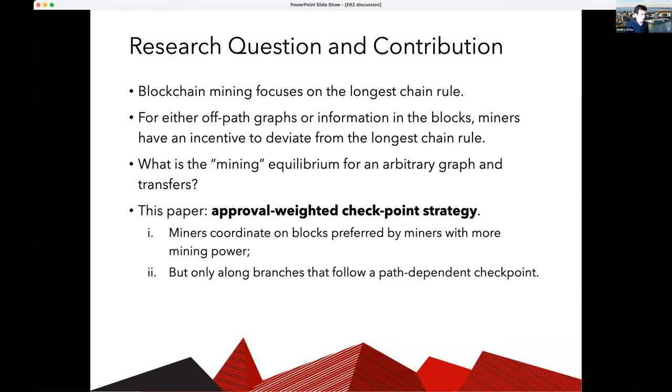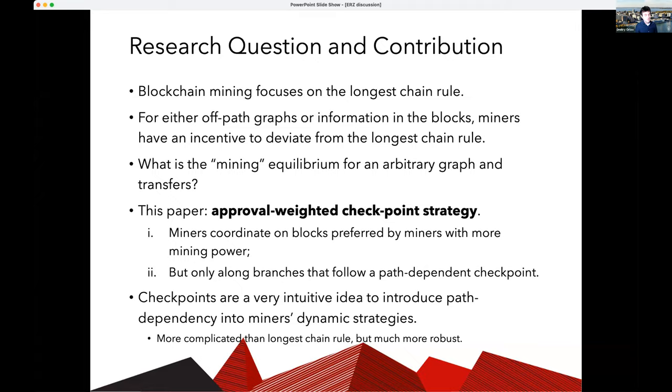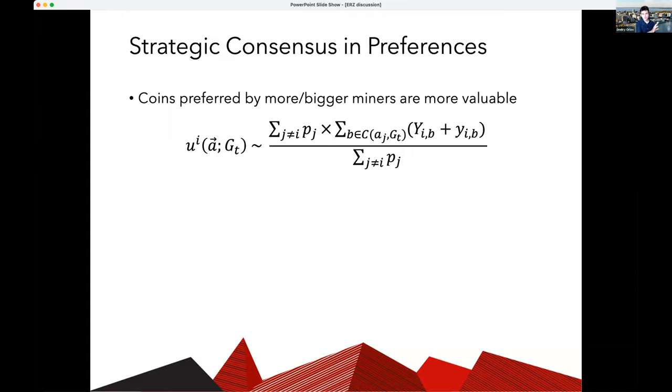But overall, I think this checkpoint idea, and especially endogenizing it from the perspective of, for example, using Bitcoin, or any cryptocurrency, as a medium of exchange, is very natural, and it would be nice to have it as an endogenous outcome. Before I start, I'm not going to show you too many formulas today, but I wanted to highlight the preference setting because it appears in the paper. Basically, it says I benefit more if I have units of account along the branches that are preferred by bigger miners.